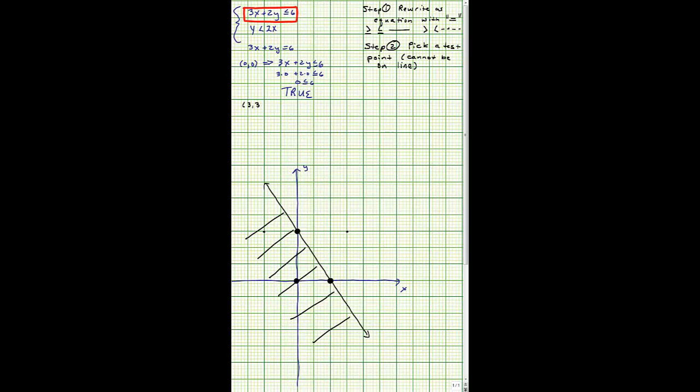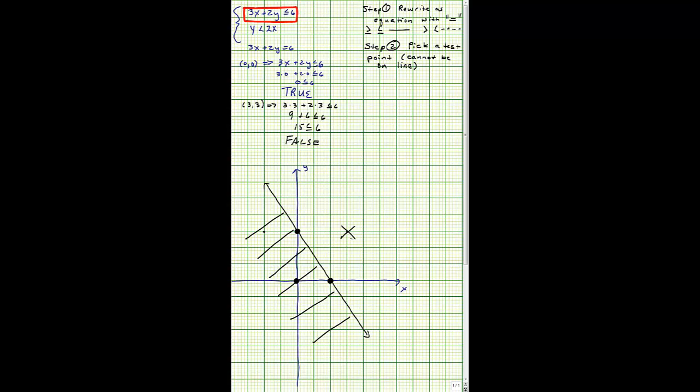If I try 3, 3, I get 3 times 3 plus 2 times 3. Is that less than or equal to 6? 9 plus 6. The last time I checked, 15 is not less than 6, so this is false. That means that this point does not make this inequality true, so I would have to shade the other side, which is exactly what I have done.